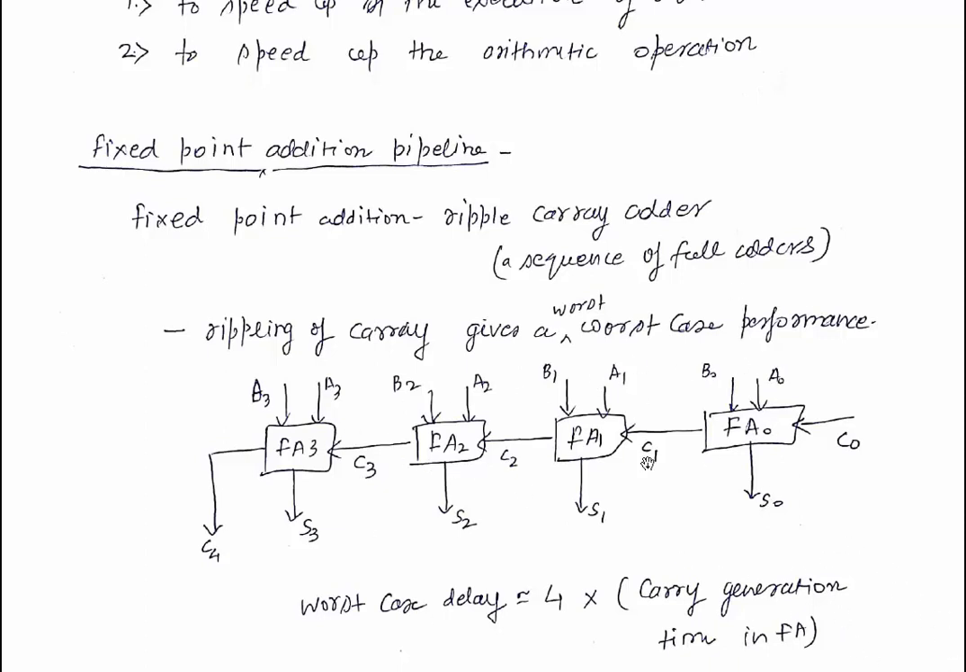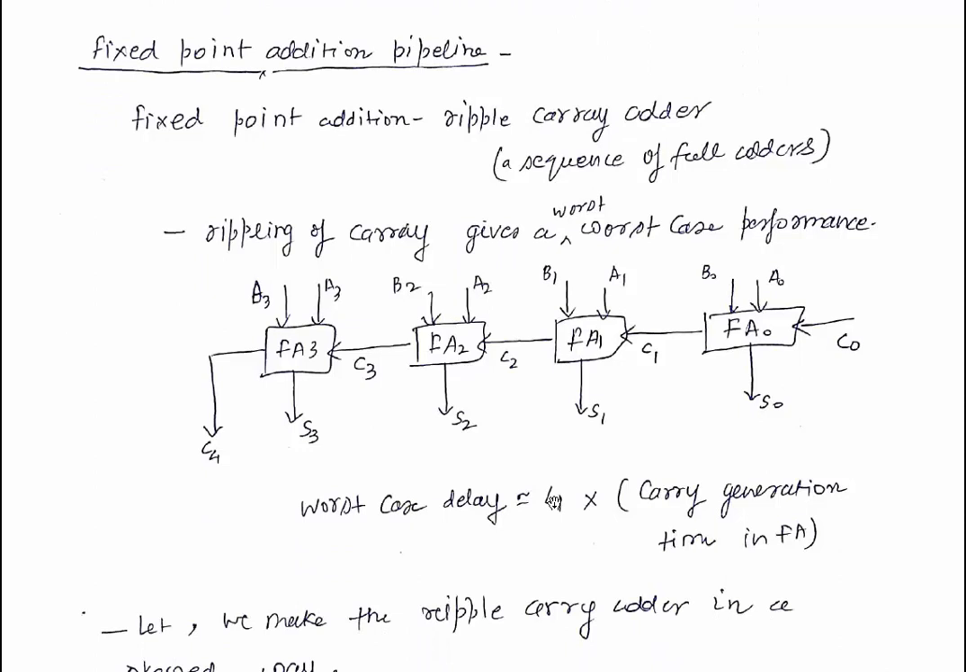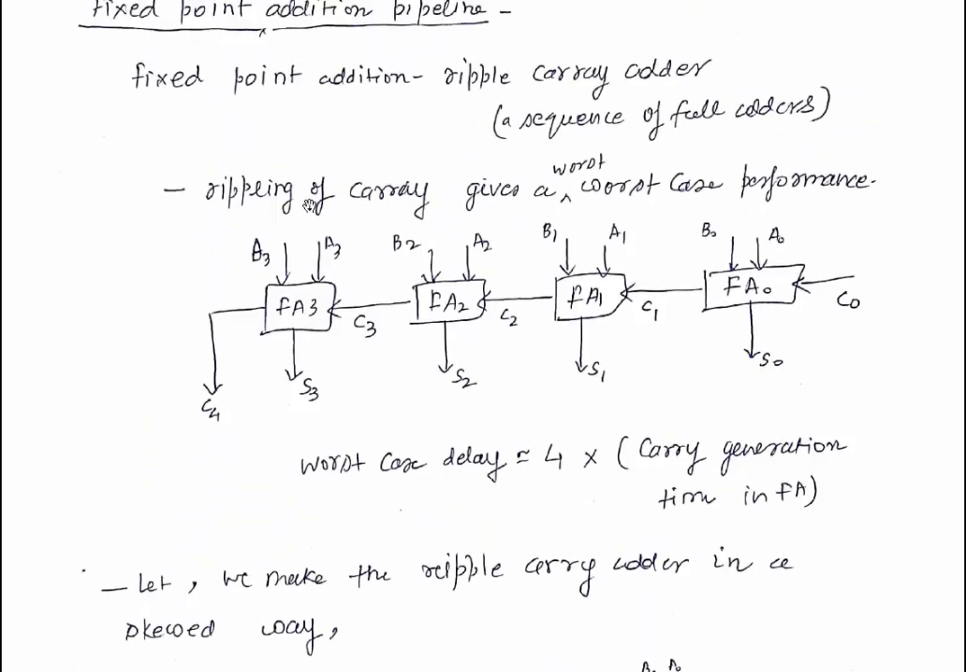So that is how a ripple carry adder is constructed, and the delay would be 4 multiplied by the time to generate C1, time to generate C2, time to generate C3, and time to generate C4. That is the carry generation time. This is a non-pipelined fashion. You evaluate A0, B0, then evaluate the sum and carry. Again you evaluate A1 plus B1 plus C1, evaluate the sum and carry. So this is a non-pipelined manner.